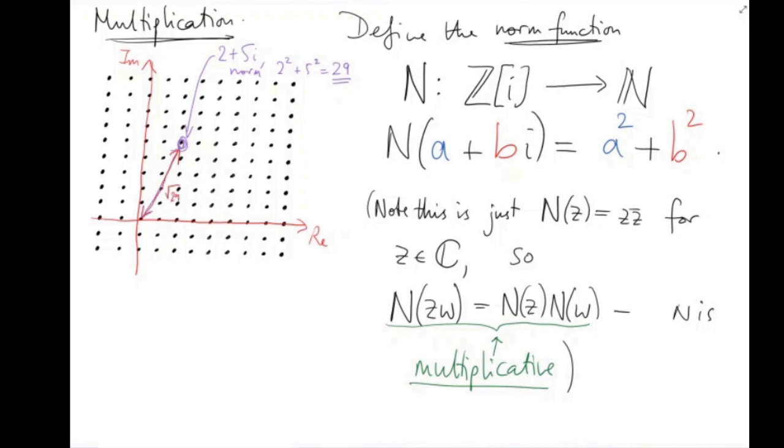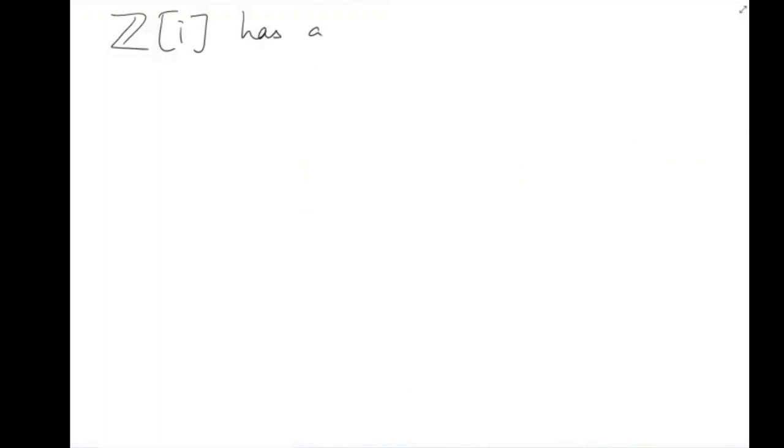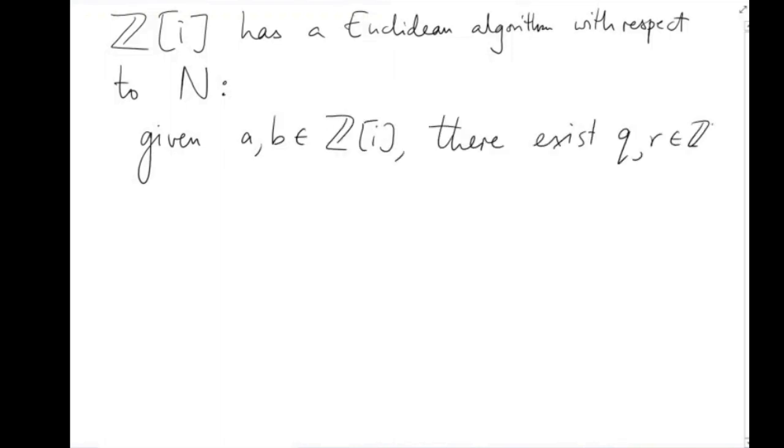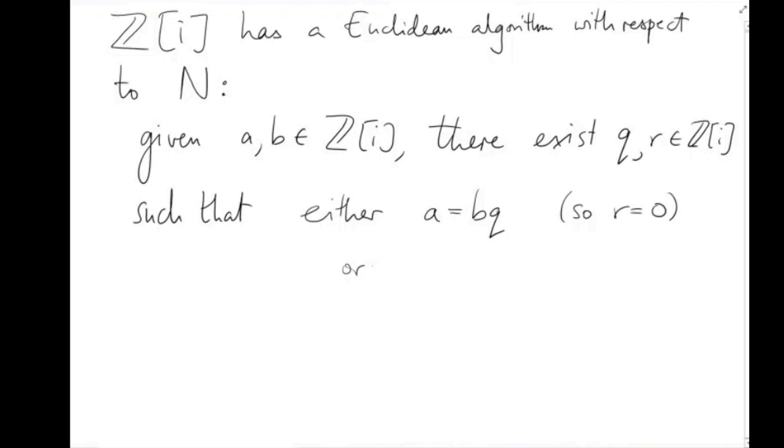For example, I told you that Z[i] had a Euclidean algorithm, and it is with respect to this norm function. That is, given a and b, elements of Z[i], I can divide a by b to get a quotient q and a remainder r in Z[i], and that remainder will either be 0, so a equals bq, or it'll be smaller than b with respect to N. In other words, a equals bq plus r, where the norm of r is less than the norm of b. This is what allows the algorithm to terminate.